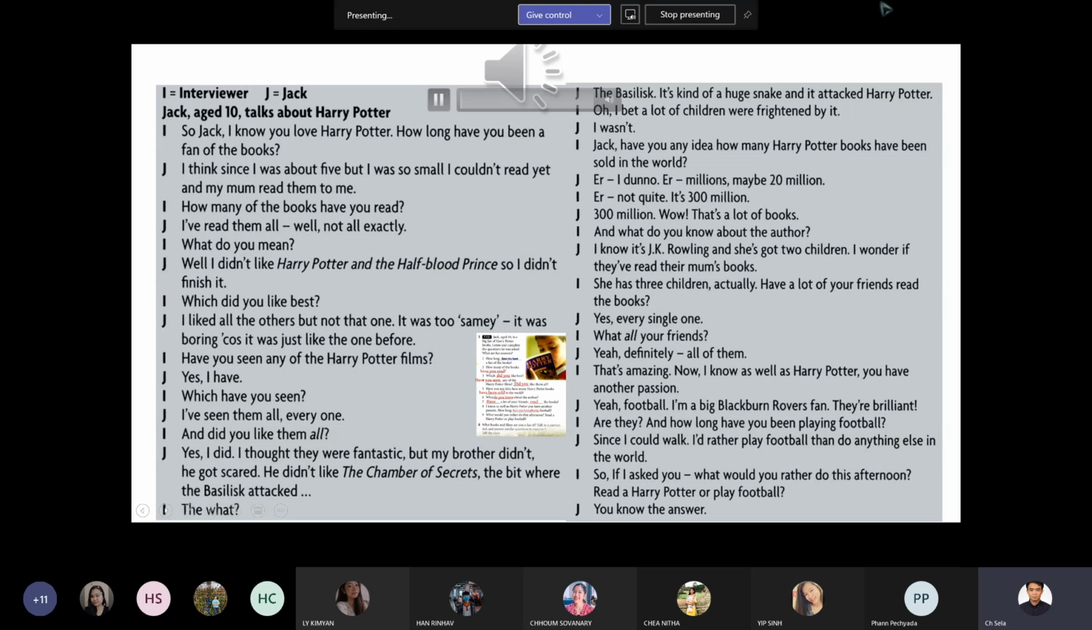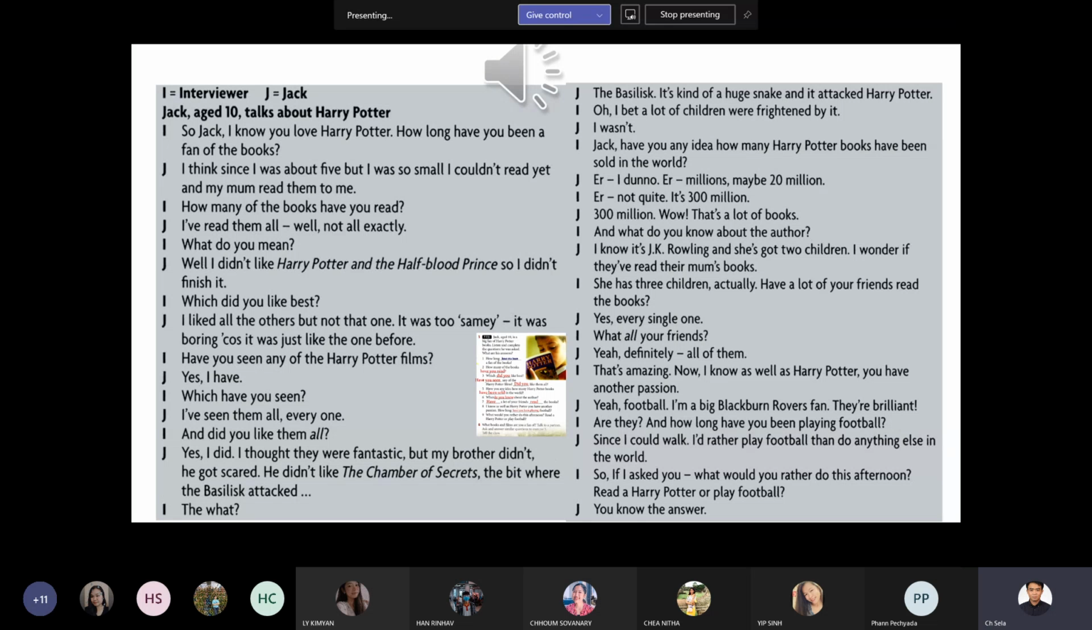Tape script 7.3. Jack, age 10, talks about Harry Potter. So, Jack, I know you love Harry Potter. How long have you been a fan of the books? I think since I was about 5, but I was so small I couldn't read yet, and my mum read them to me. How many of the books have you read? I've read them all. Well, not all exactly. What do you mean? Well, I didn't like Harry Potter and the Half-Blood Prince, so I didn't finish it. Ah, which did you like best? I liked all the others, but not that one. It was too samey. It was boring because it was just like the one before.